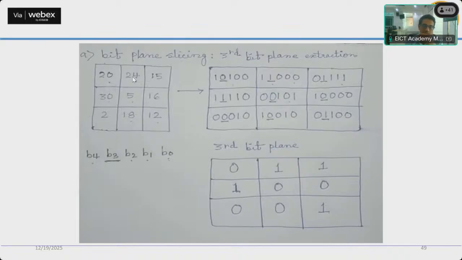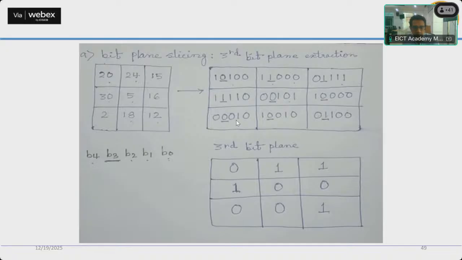5 bits means you can represent values up to 31. This is how you represent 20: 1, 2, 4, 8, 16. 16 and 4 make 20. Is it clear? This way we write 24, this way we write 15, and this way we write 2.